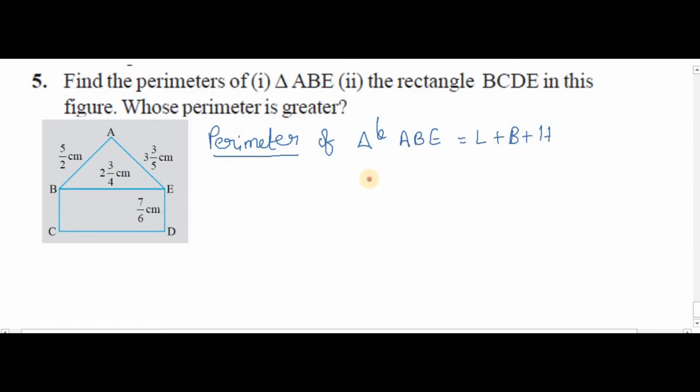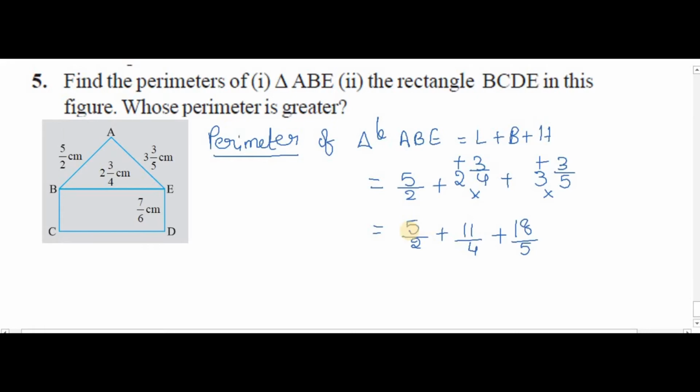So here AB is 2 and 5 by 2 centimeters, plus BE will take 4 and 3 by 4 centimeters, plus AE will come 5 and 3 by 5 centimeters. By seeing this, you can easily understand these are mixed fractions, so we have to convert these mixed fractions into improper fractions. How can we convert mixed into improper? Multiply the whole number with the denominator, 2 fours are 8, and add the numerator: 8 plus 3, 11 by 4. The same thing: 3 fives are 15 plus 3, 18 by 5.